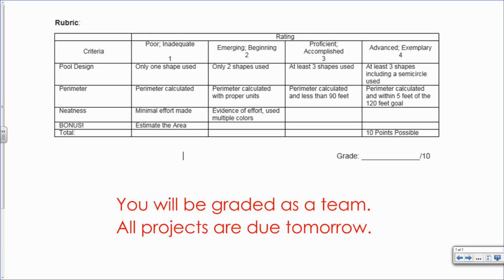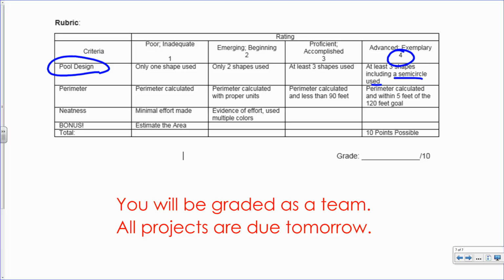At the bottom of your page, it shows the rubric. So let me just tell you what you should be looking for. Okay? For your pool design, if you only have 1 shape, you get 1 point. If you have 2 shapes, you get 2 points. If you have 3 shapes, you get 3 points. And if one of those 3 shapes is a semicircle, you get full credit, 4 points.